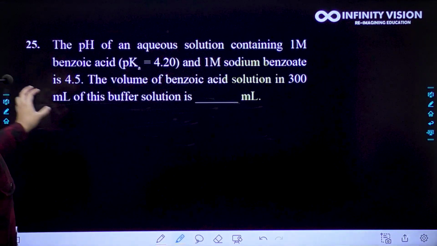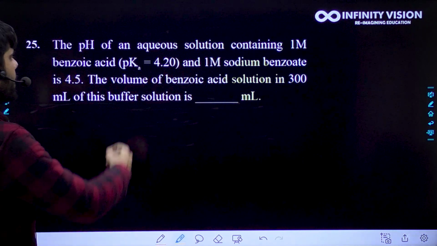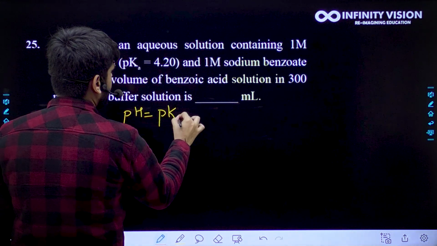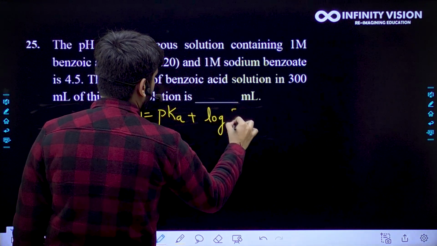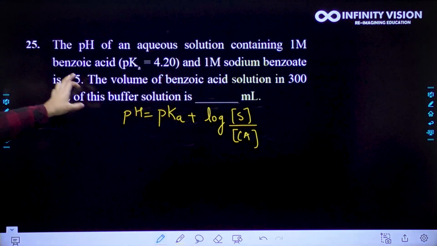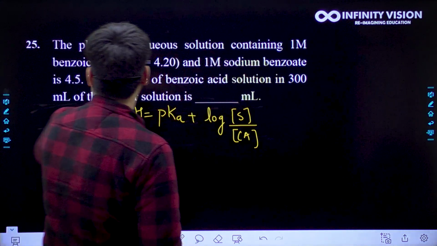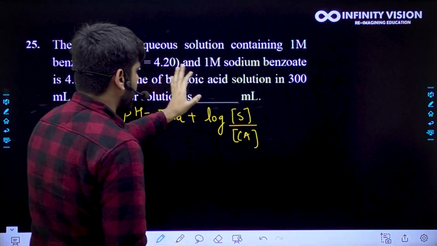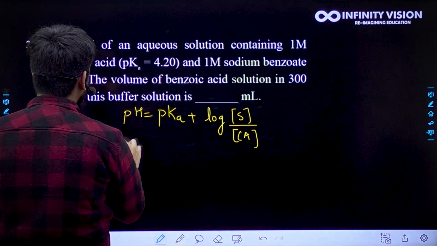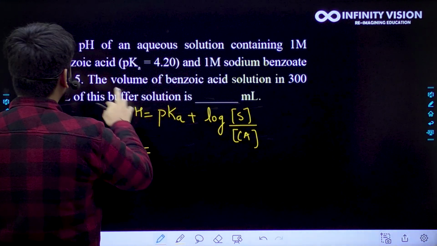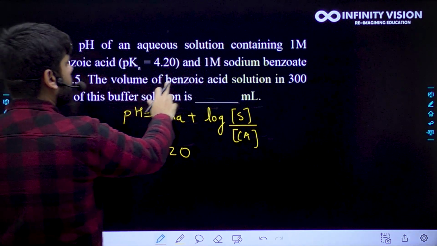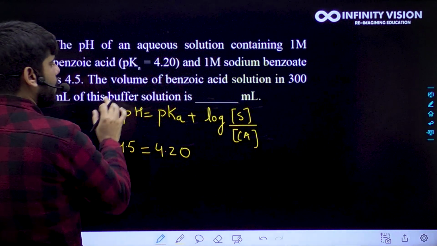The next question is on pH from ionic equilibrium, the famous Henderson-Hasselbalch equation, which says that pH is equal to pKa plus log of salt concentration upon conjugate acid concentration. So the pH of an aqueous solution containing 1 molar benzoic acid, where the pKa value is also given, and 1 molar sodium benzoate, that is the salt, is 4.5. So this pH value is given as 4.5. The pKa value is 4.20. And what you are supposed to find out is the volume of the benzoic acid solution in 300 ml of this buffer solution.